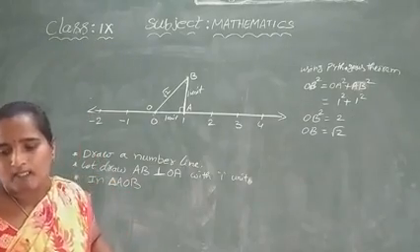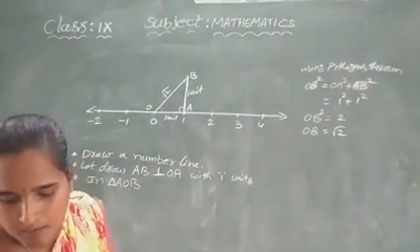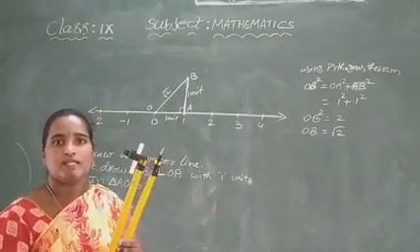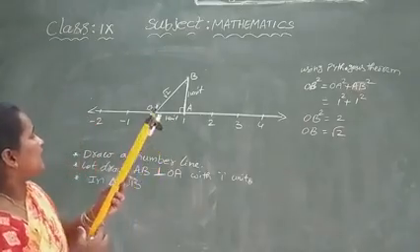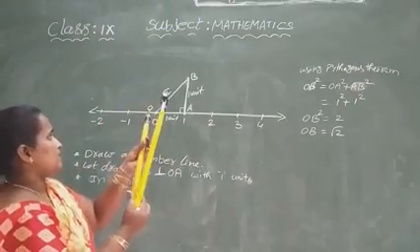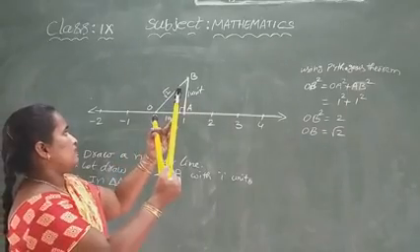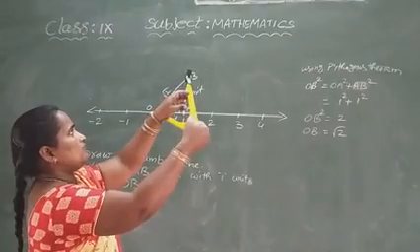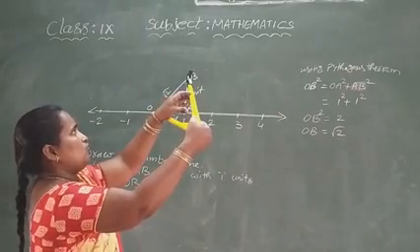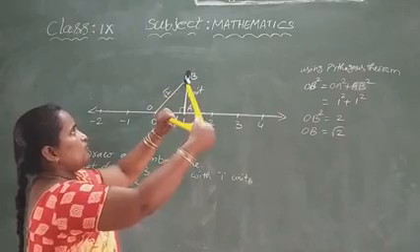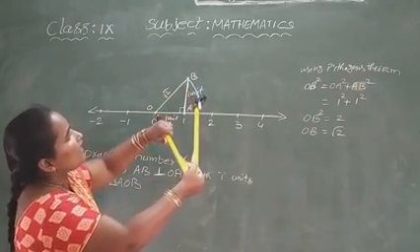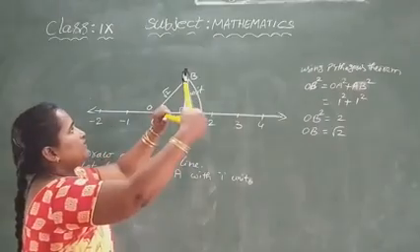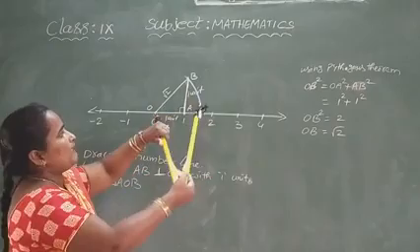This is the measure of OB. Then you can use a compass with radius OB, with center O. OB is the square root of 2. Then you can draw one arc with radius OB.